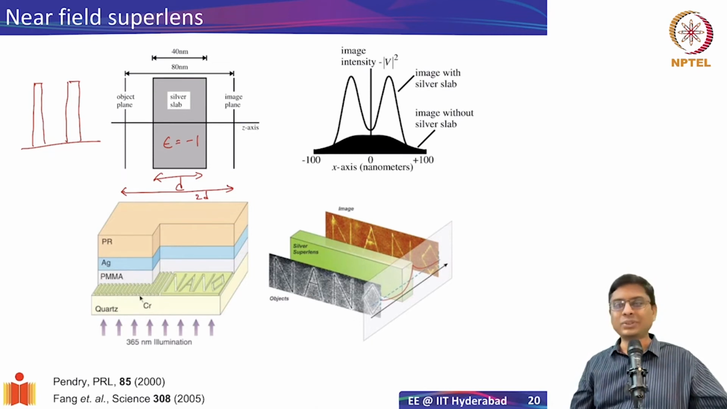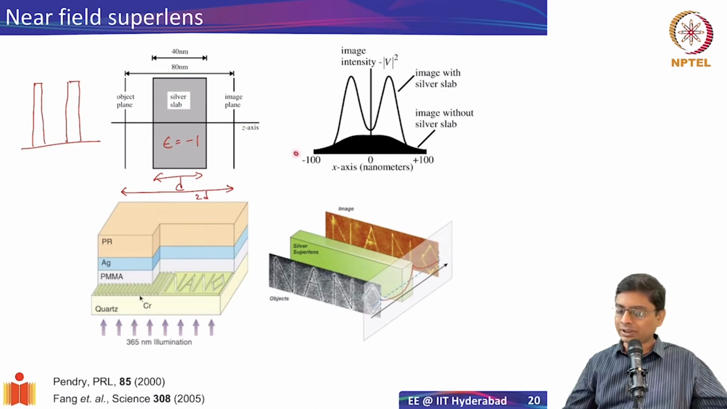If it's an ideal lens, you should get the object faithfully like this. But if you just propagate the object in space without anything and then look at the image plane, you will see a completely broadened shape of light. That shows that you are not able to resolve these two objects. But the moment you put a silver slab, the intensity is like this. So essentially we are able to see distinctly that there are two objects. There is some information lost, otherwise you would not have this broadening. It's not a perfect lens, but still you are able to resolve, and you are able to do it in the near field.